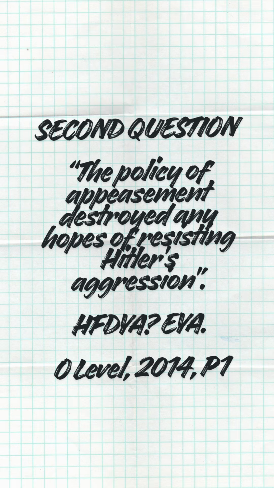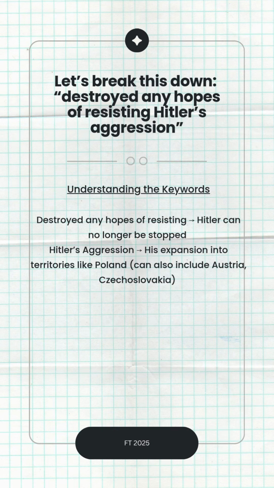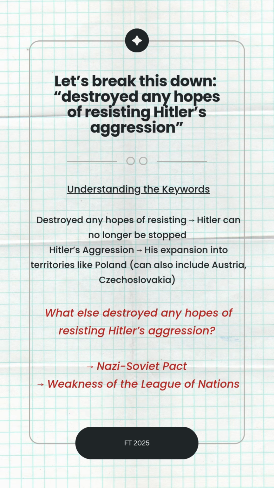So what about the question that says the policy of appeasement destroyed any hopes of resisting Hitler's aggression? Remember, this is still an outbreak of war question. Let's break down the keywords together. Destroy any hopes of resisting means that Hitler can no longer be stopped. Hitler's aggression refers to expansion into territories like Poland. Other than the policy of appeasement, other factors you can talk about include the Nazi-Soviet Pact, which we discussed earlier, as well as the weakness of the League of Nations.